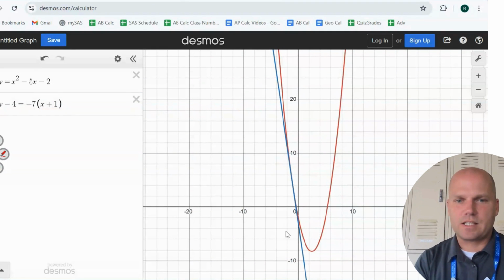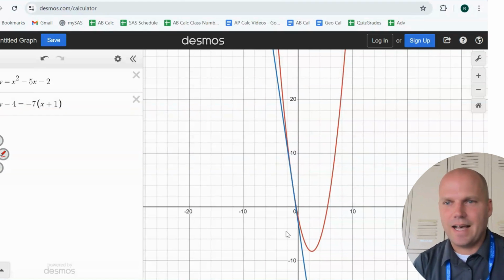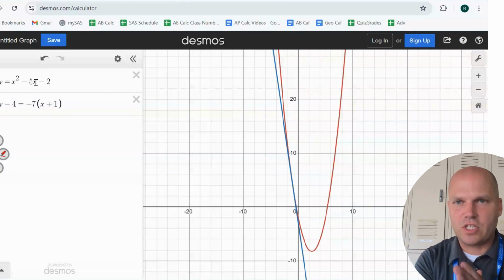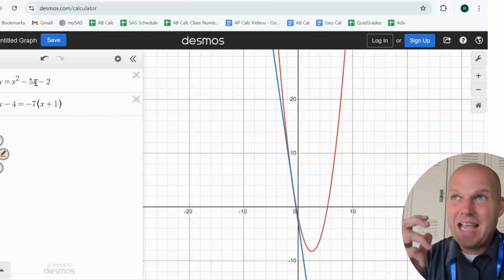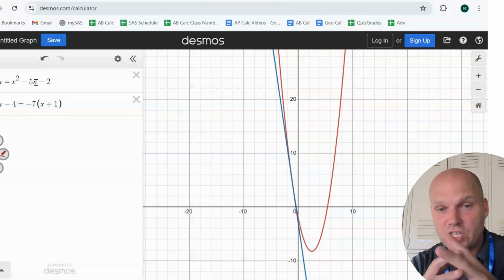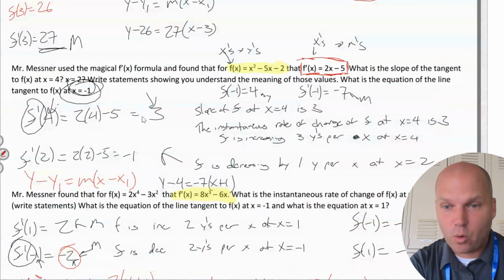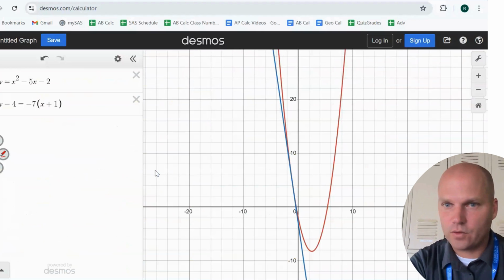Now, what's important about this is that the slope of that line tells me how quickly this function is changing at that point. We are decreasing by this many y's per x. And the extension of how we can use this is, great, we know how quickly things are changing. How quickly things are changing. Powerful.